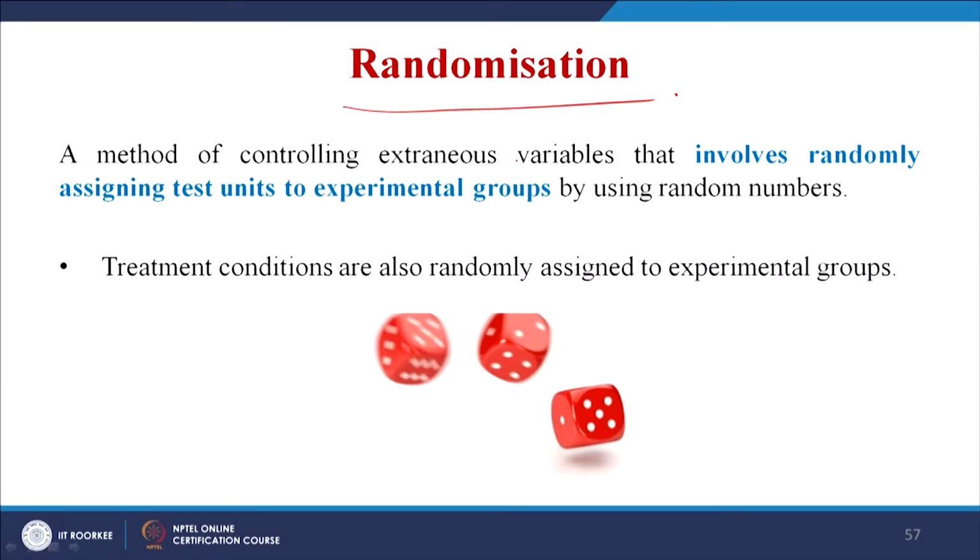What is randomization now? A method of controlling extraneous variables that involves randomly assigning test units to experimental groups. So, instead of using selection bias, if I use a randomization method, then my bias element is gone, and my study becomes more effective and robust. Okay. Treatment conditions are also randomly assigned to experimental groups. So, then we cannot say there is any bias; it is completely a chance. So, whatever has come is true now.